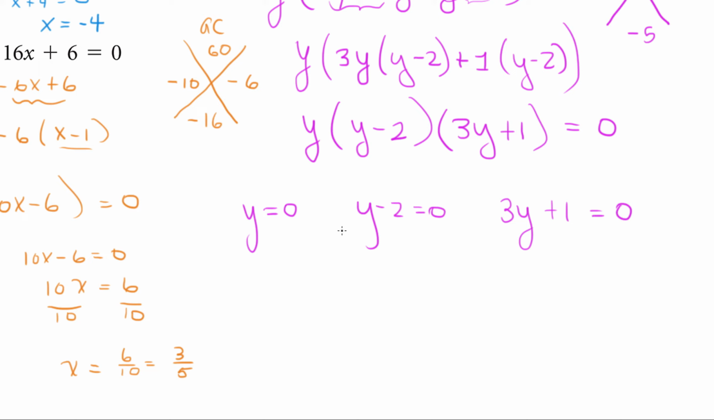Y equals 0 is just that. Here you add 2 on both sides, y equals 2. Here you subtract 1, 3y equals negative 1. And then we divide by 3. So y equals negative 1/3. And that's your solution.